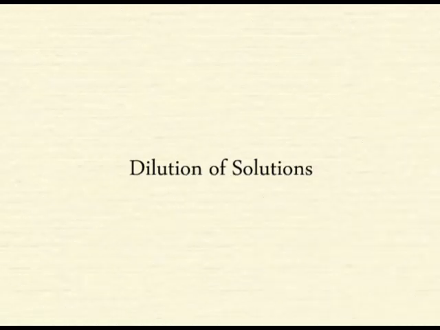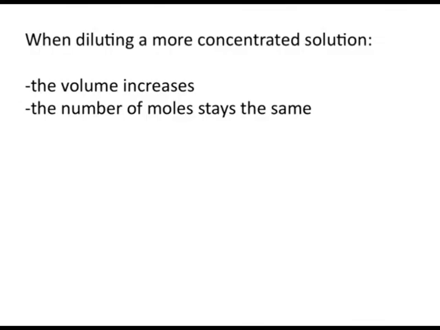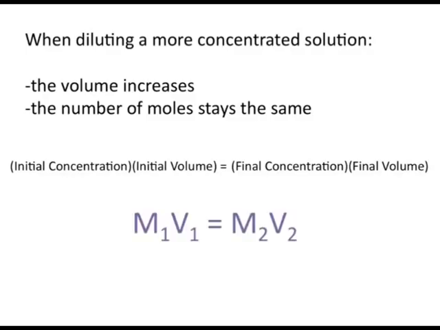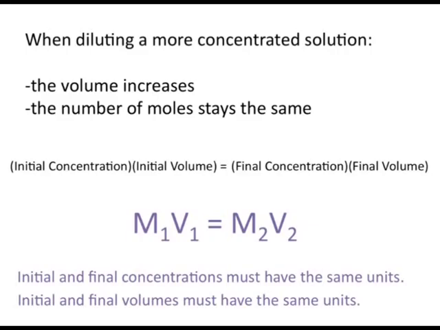Next item, dilution of solutions. Now, when diluting a concentrated solution, you are increasing the volume of the solution, but the number of moles of the solute remain the same. So the initial concentration times the initial volume should be equal to the final concentration times the final volume. M1V1 is equal to M2V2, where M and V represent molarity and volume respectively. What is important is that the initial and final concentrations must have the same units, and the same goes for the initial and final volumes.